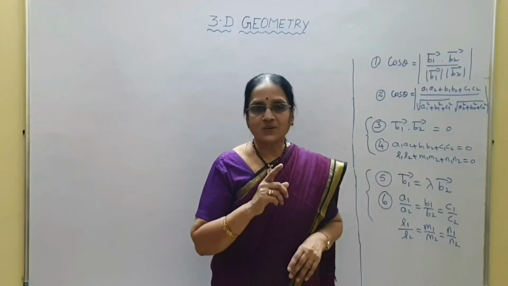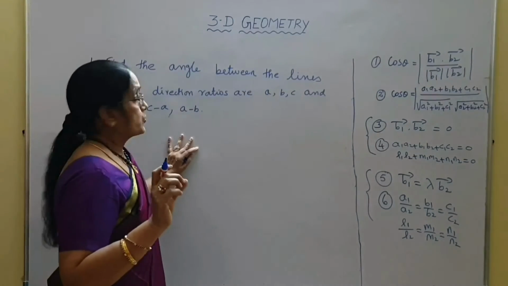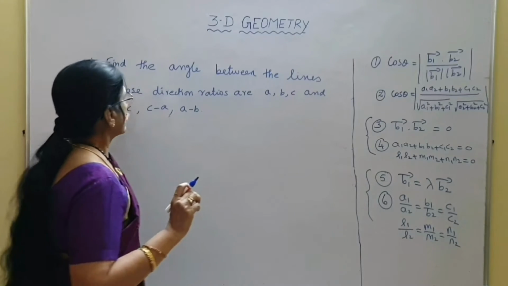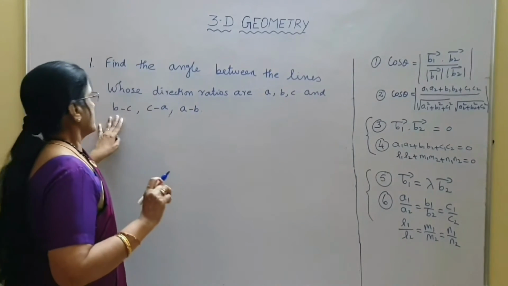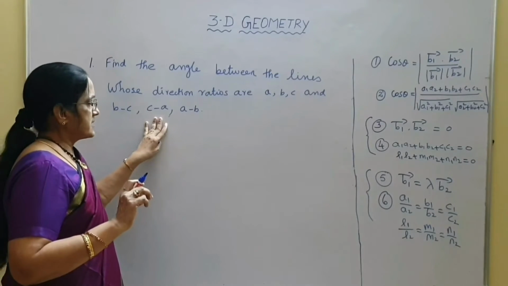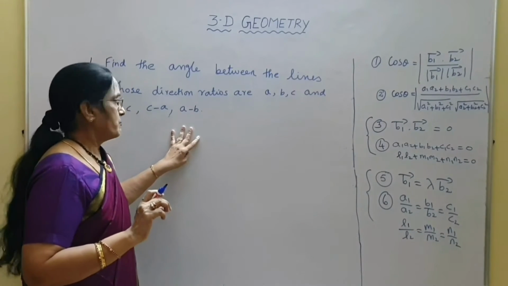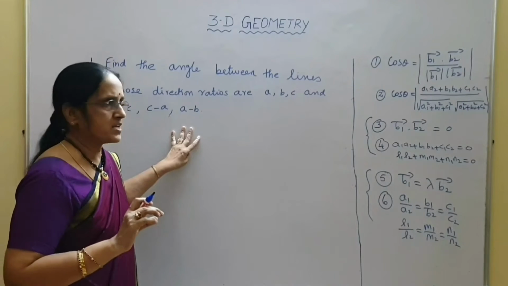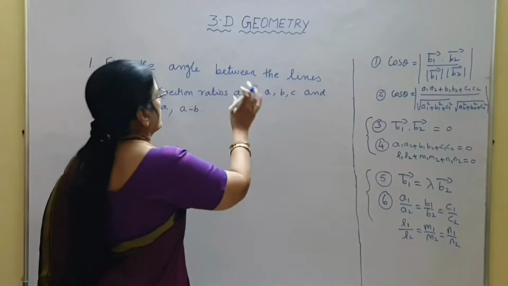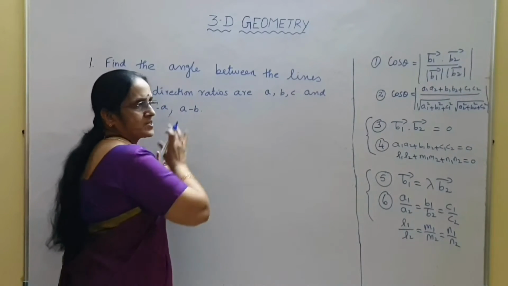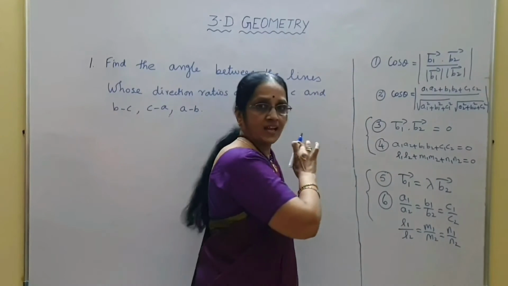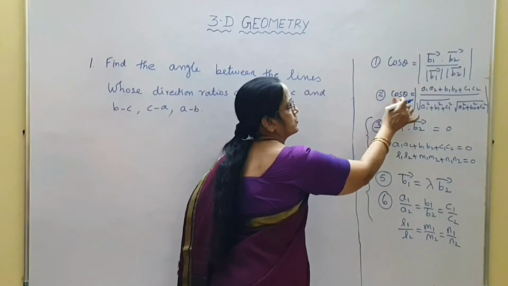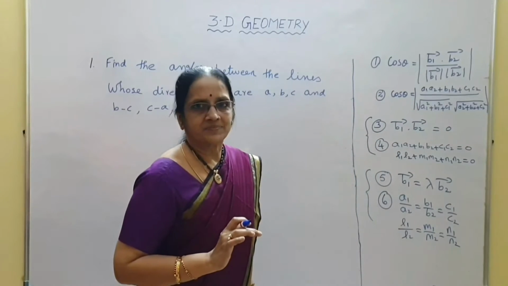The first question goes like this. Here you have to find the angle between the lines whose direction ratios are a, b, c and b minus c, c minus a and a minus b. This question is taken from the NCERT book. Now, you have been given the direction ratios. Immediately, to find out the angle between the lines, this particular formula should come to your mind.